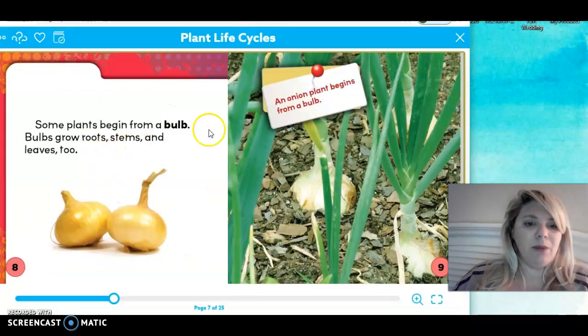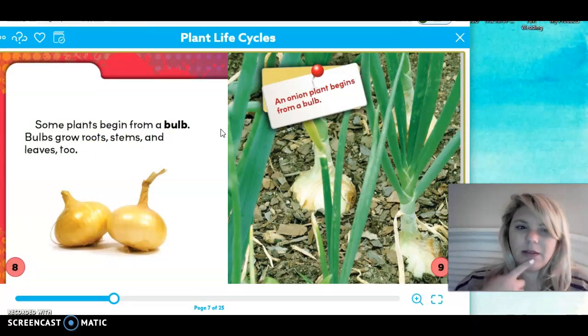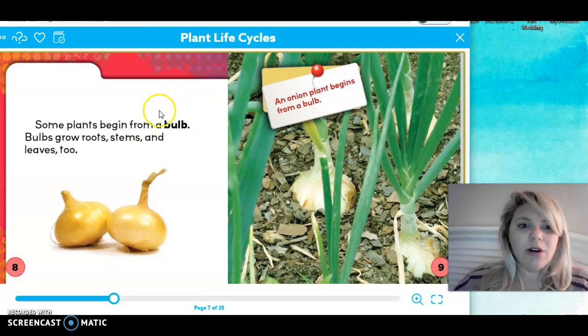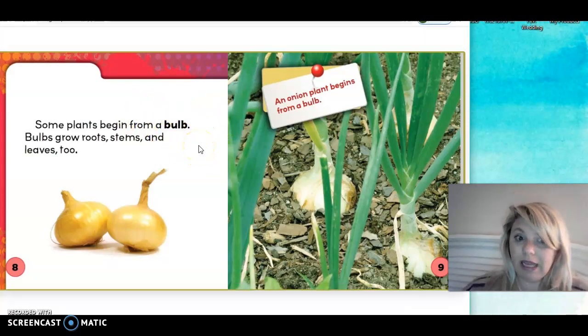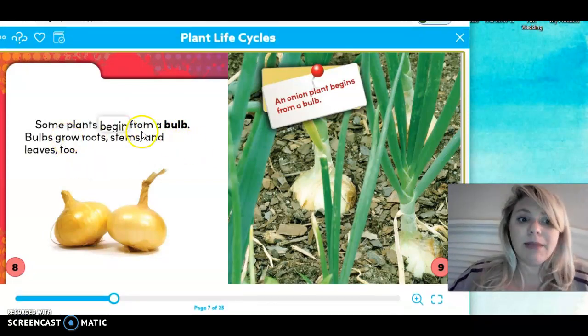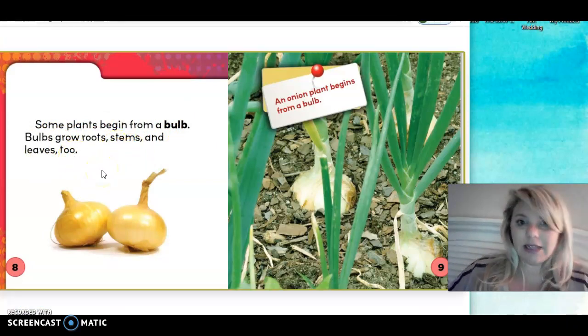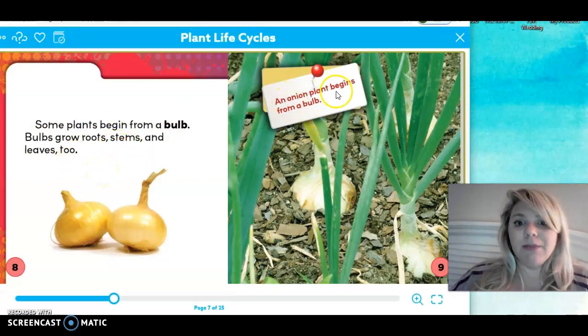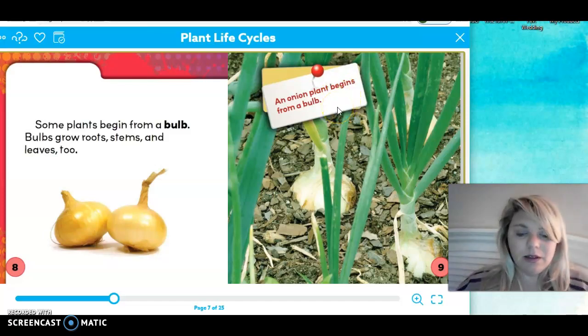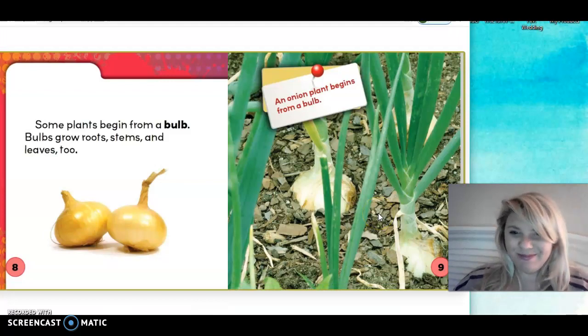Some plants begin from a bulb. Are they talking about a light bulb? That doesn't make sense. So I wonder if a bulb is also kind of like a seed for plants, because some plants can begin from a bulb. Bulbs grow roots, stems, and leaves too, just like a seed. An onion plant begins from a bulb. Oh, so it's not a light bulb.